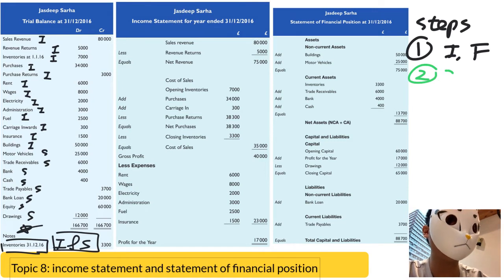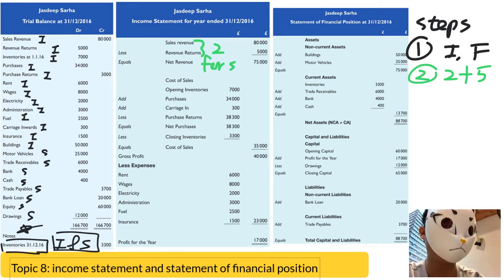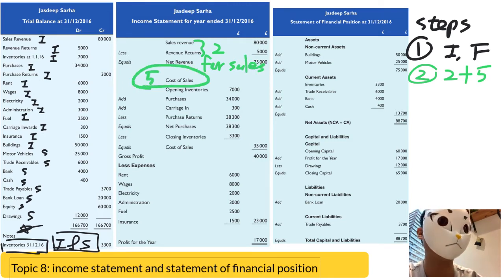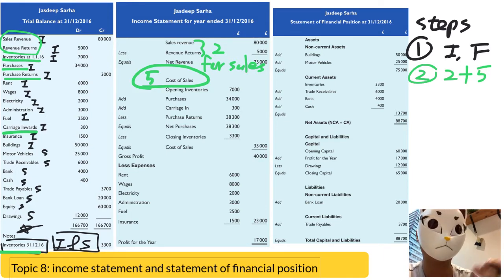So the rule is called 2 plus 5. What does 2 plus 5 mean? That means there are 2 items for sales, and for the cost of sales there are a total of 5 items. So you have to make use of the formula. Say for example, two items for the sales, and then 5 items, 1, 2, 3, 4, 5 items for the cost of goods sold.